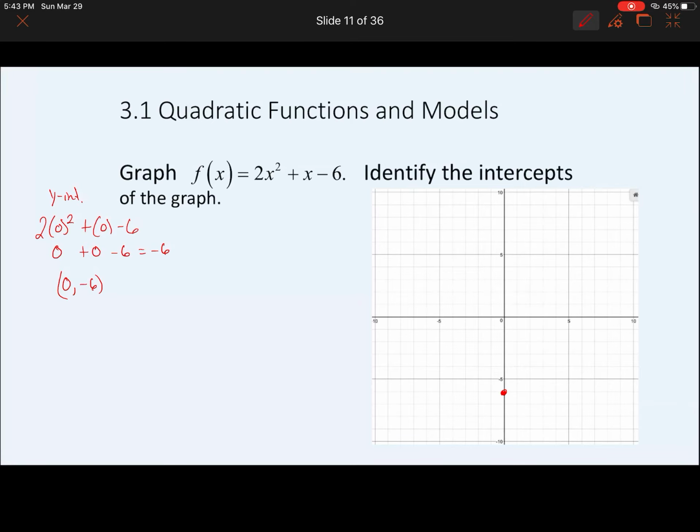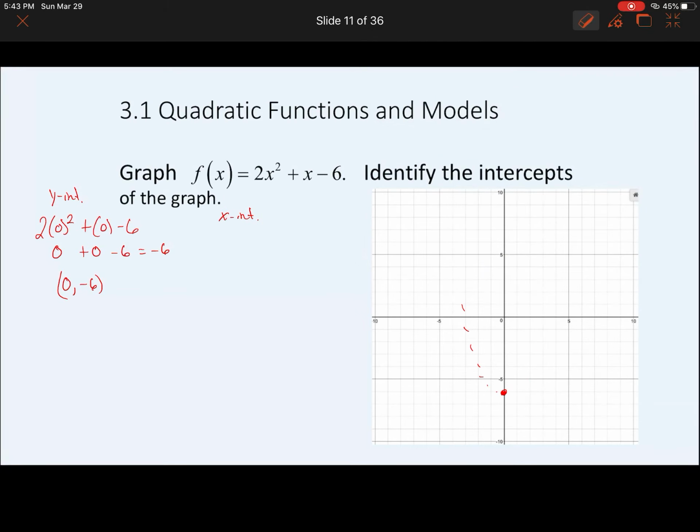Now, what do we know about this graph? Well, we know it should open up because that leading coefficient is a positive 2, so the positive part of it tells us we're going to open up. It also is going to be more narrow than the parent graph because it is a 2. It's bigger than 1. And so you can kind of keep that in mind.